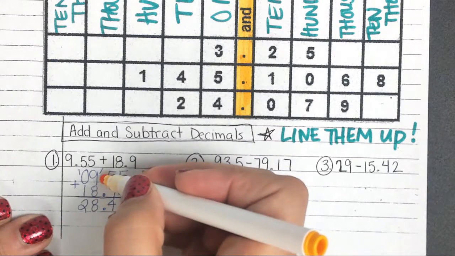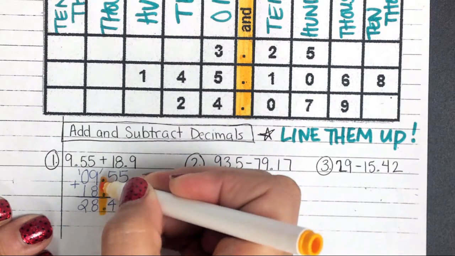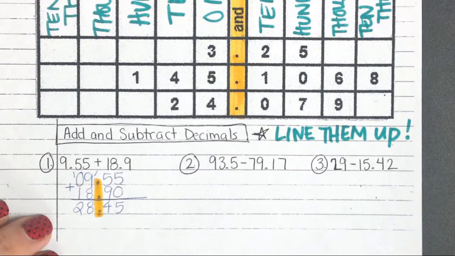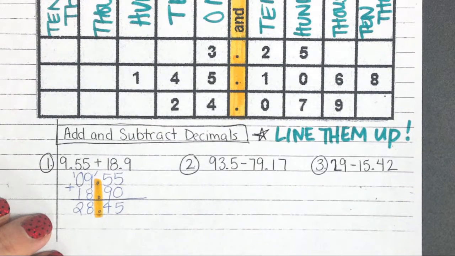I should be able to come and draw a straight line and highlight my decimals. They should be lined up exactly like that. If you can't connect the dots straight down the line, then go back and double check it. All addition and subtraction. You should be able to connect your dots straight up and down. All right, let's try the next one.